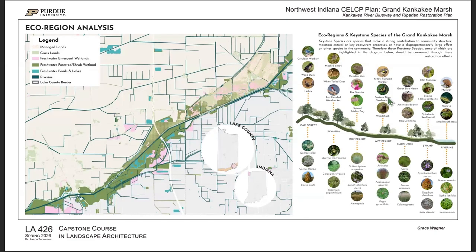And then looking at the ecoregion analysis, this is where my analysis began. I wanted to zoom in on the southeast portion of Lake County and look at what exactly is going on along the river there. And here I looked at the different types of ecoregions and keystone species in this area, trying to find an area that is very biologically diverse. So we looked at different freshwater emergent wetlands and forested shrub wetlands in addition to ponds and lakes, and then what type of species would be in each.